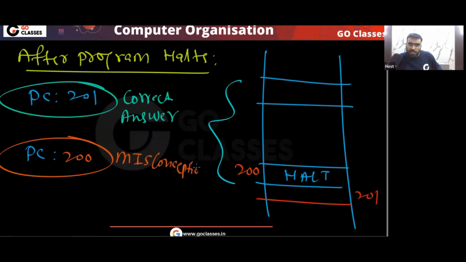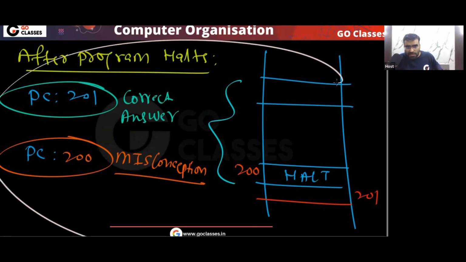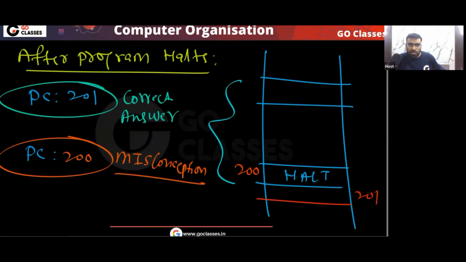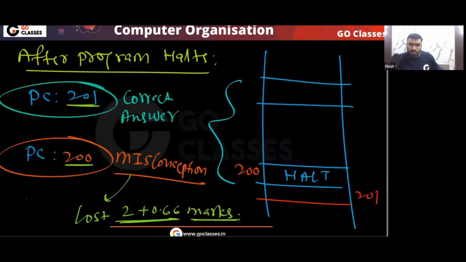Please tell me, did you understand? This is literally a GATE question, you can check it out. For this question, the correct answer will be something like this, and because of the misconception, your answer will be something like this. And you have lost because of this misconception. You have lost 2 marks, which you could have taken, 2 plus 0.066, these many marks gone. Yes or no? So this is the simple point.